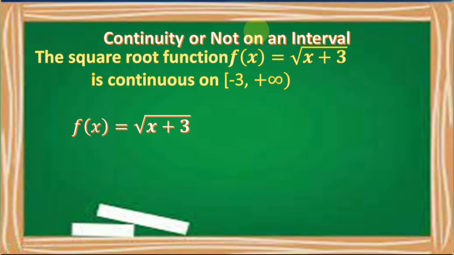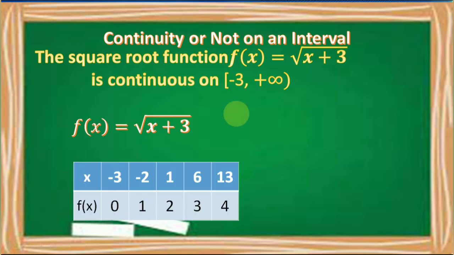So therefore, f of x is equal to the square root of x plus 3 is continuous on the interval negative 3 to positive infinity. Let's have the table of values. If x is negative 3, then f of x is 0 because the square root of negative 3 plus 3 is equal to the square root of 0 and the square root of 0 is 0.